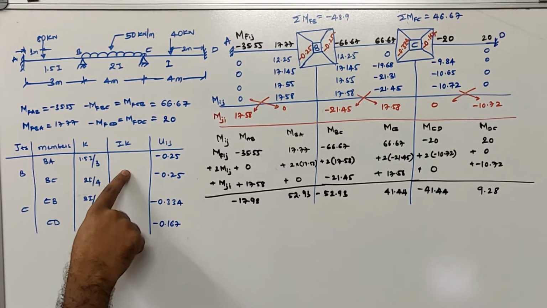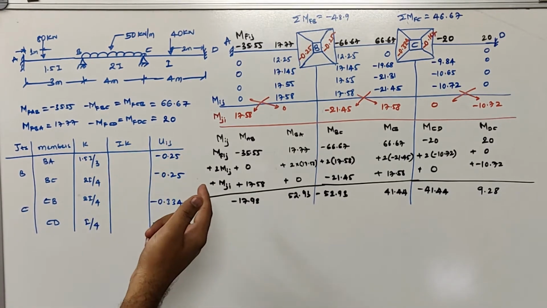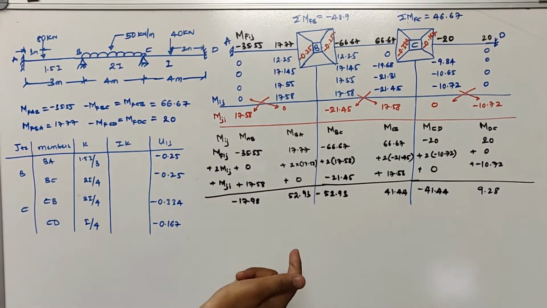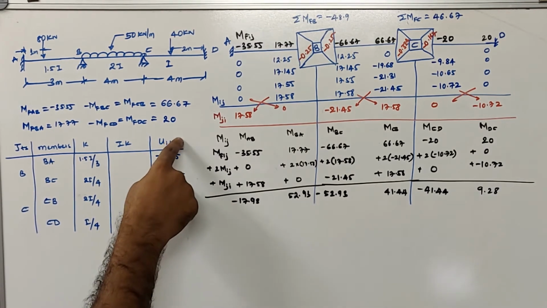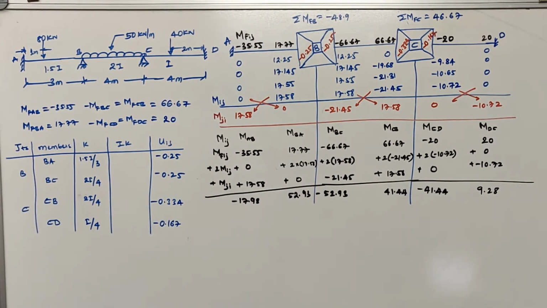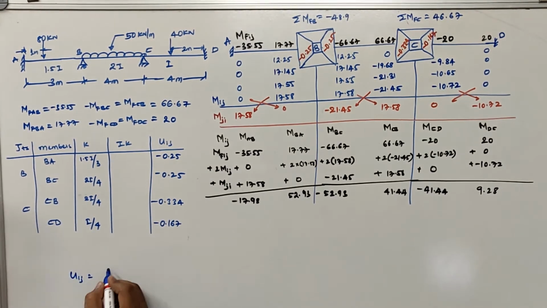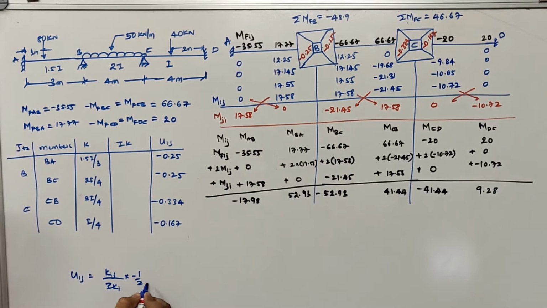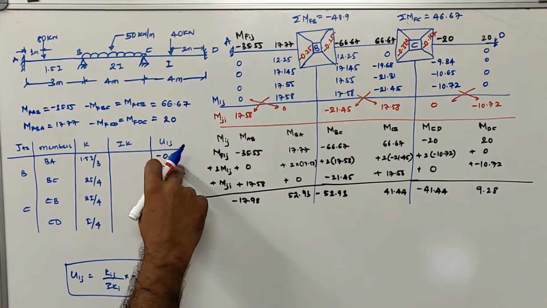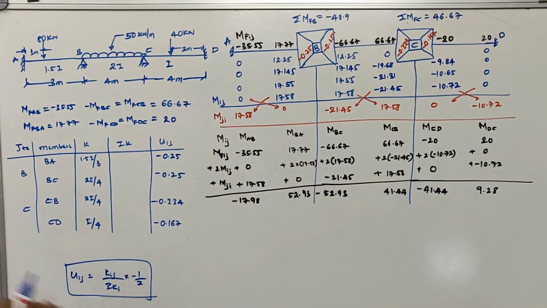So stiffness value divided by joint stiffness multiplied by negative of half, that will give you the rotational factor. I hope you all remember the equation which I have given in the previous class. So Uij will be equal to minus 1 by 2 times Kij divided by summation of Kij. So this will give you the rotation factor. By using this equation we can solve the rotation factor for BA, BC, CB and CD.